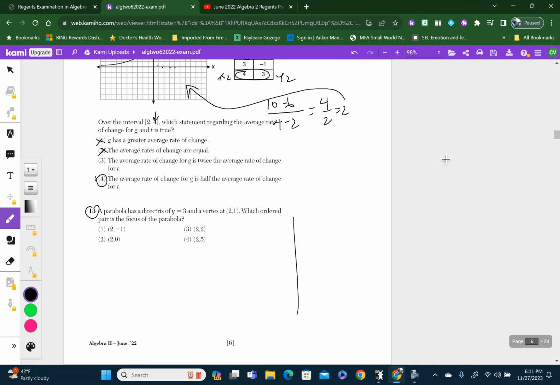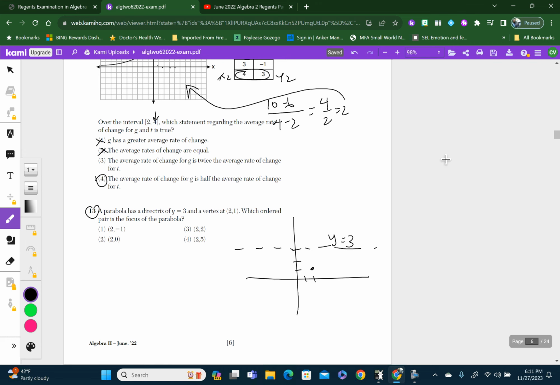Number 13, so always draw this. So it has a directrix of 3. So 1, 2, 3. This is where our directrix is, which is a line. So y equals 3, I just label it. And then the vertex is at 2 comma 1. So remember, whenever you're doing this, you always look halfway between.